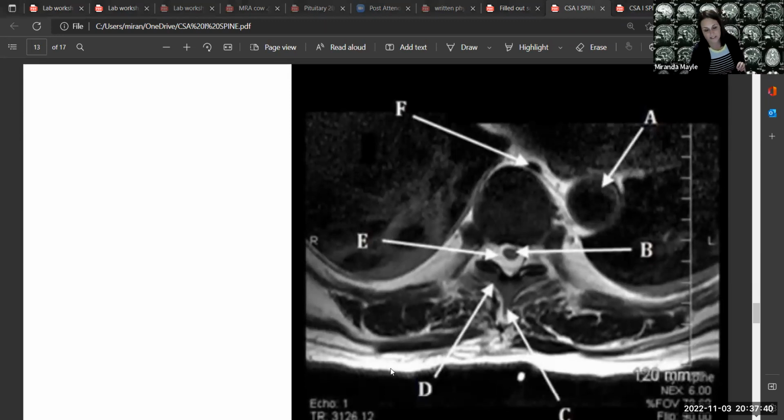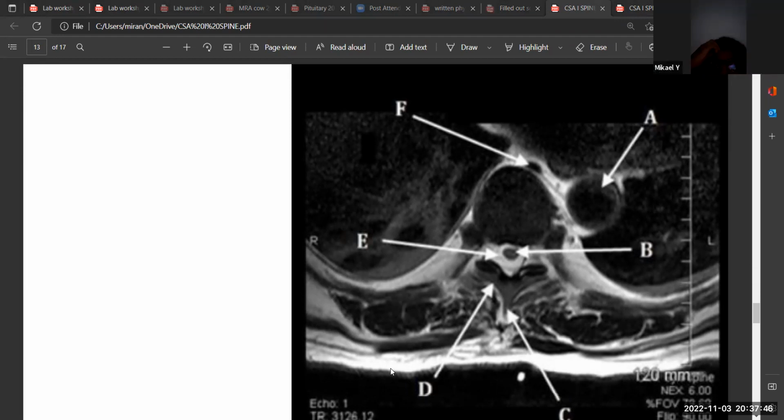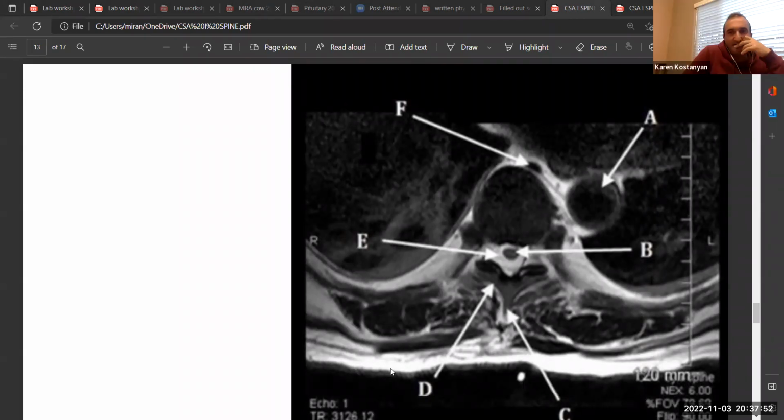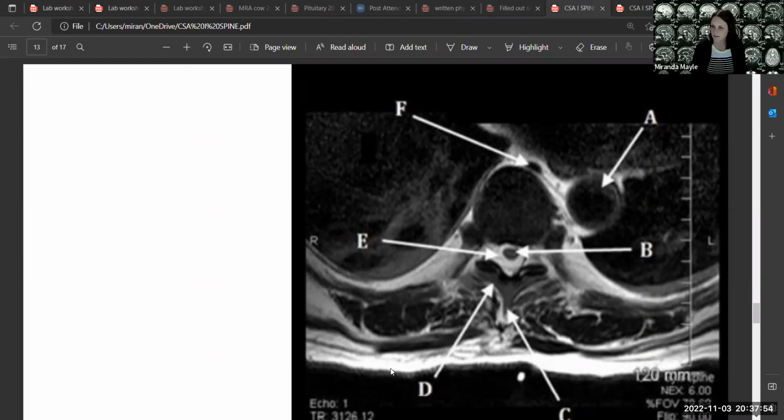All right, anybody know if this is cervical, thoracic, or lumbar? Cervical. Okay, any other guesses? I would say thoracic. All right, thoracic. I got cervical, thoracic. Anybody want to throw a lumbar or sacrum in there? Or are we all set on cervical and thoracic? Thoracic. All right. So how would we know if we're looking at the thoracic?